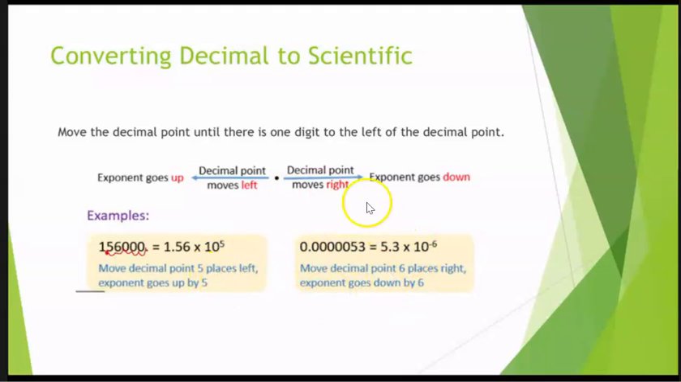Now sometimes you have really small numbers that are decimal values. Still the same idea. You want to put the decimal place so that you have one digit to the left of the decimal place that's between 1 and 10. And then to get here, I had to move it 1, 2, 3, 4, 5, 6 decimal places to the right. So since I moved 6 decimal places to the right, my exponent went down 6 times. I have 5.3 times 10 to the negative 6. So that's the general rules, but we can do some more examples.